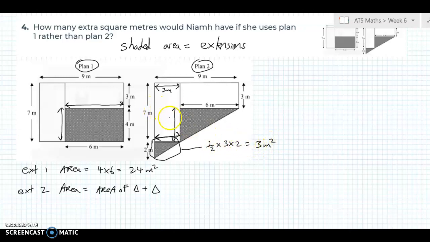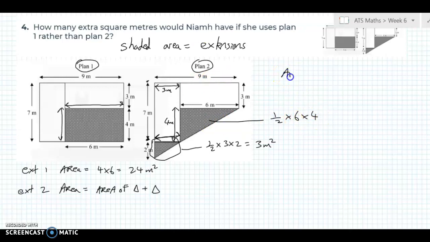And then to get the height of this guy, yeah, you see it's 7 from here to here. Take away the 3 and that leaves us with 4 meters here for this guy up here. So the other triangle then is going to be half multiplied by the base 6 multiplied by the height 4.